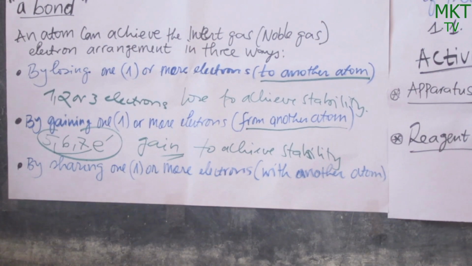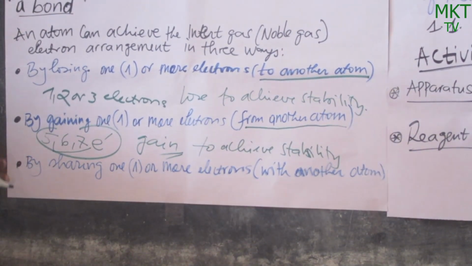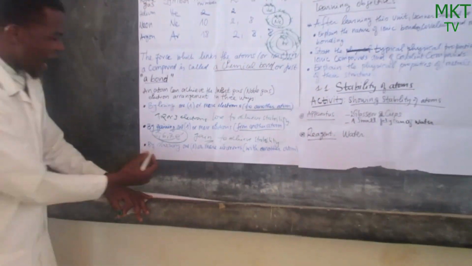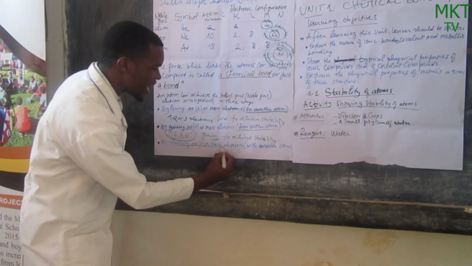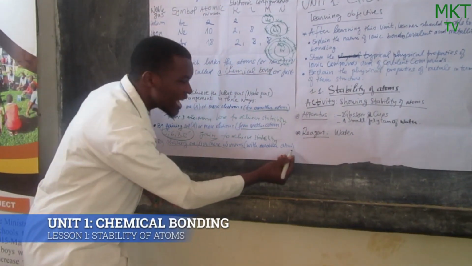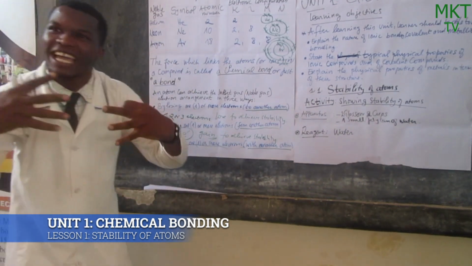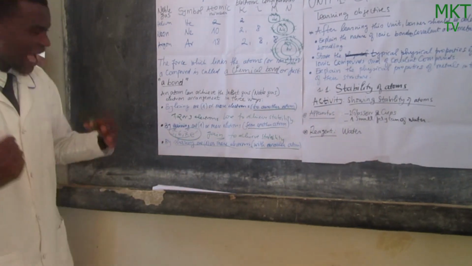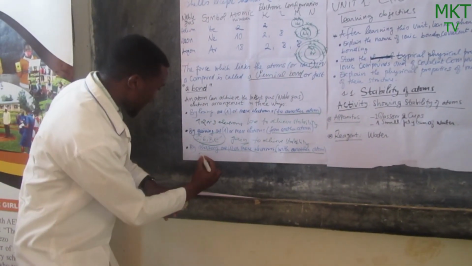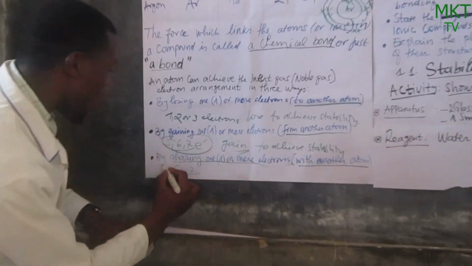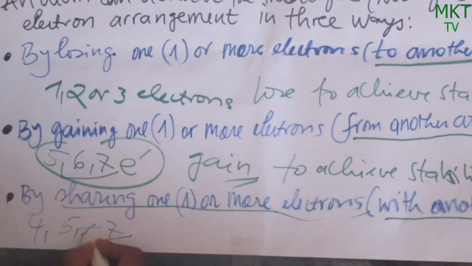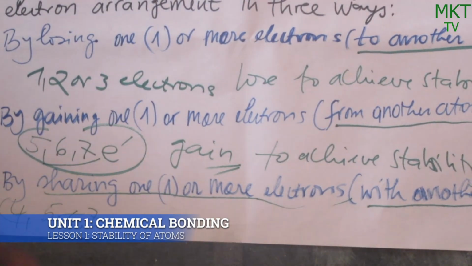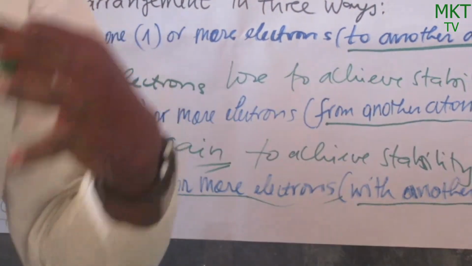Now, the third way is this one. An atom can achieve the noble gas electron arrangement by sharing one or more electrons with another atom. They share together to achieve the noble gas electron arrangement. So, dear student, atoms with 4, 5, 6, and 7 electrons can share electrons to achieve the noble gas electron arrangement.